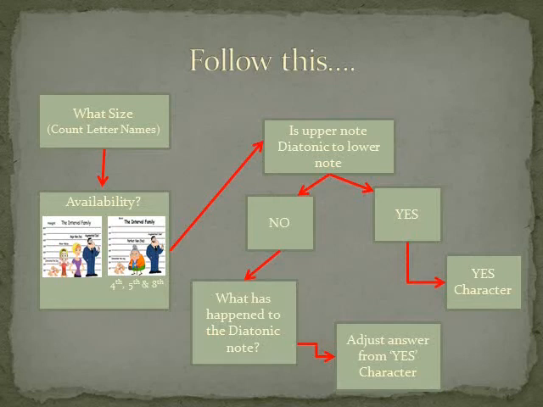Here is a convenient flow chart for you to try and use for revision purposes. Here's the first one. What size? Count the letter names. What is the availability? Is it major and minor, or is it the perfect? Is it 4, 5 and 8, or is it one of the other ones? Is the upper note diatonic to the lower note? Is it one of the notes in the scale of the lower note? If it's yes, it's the yes character. If it's no, what's happened to the diatonic note? And adjust your answer from the yes character.